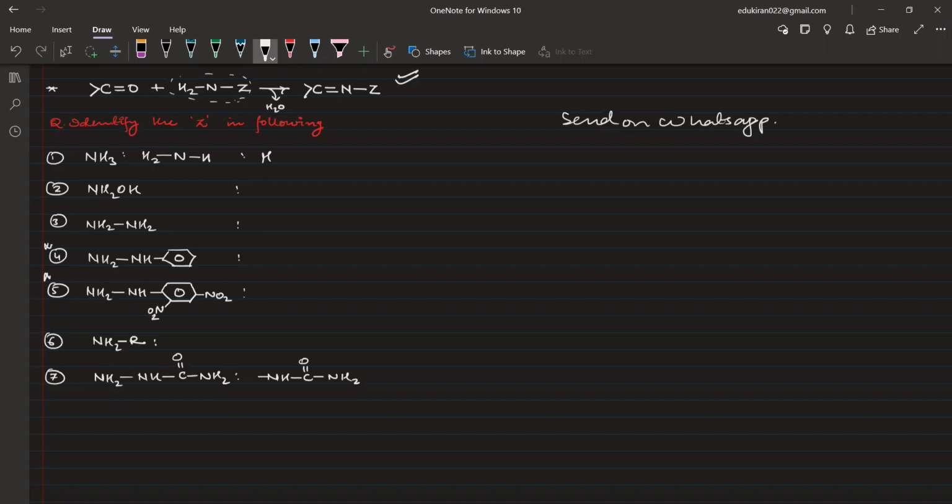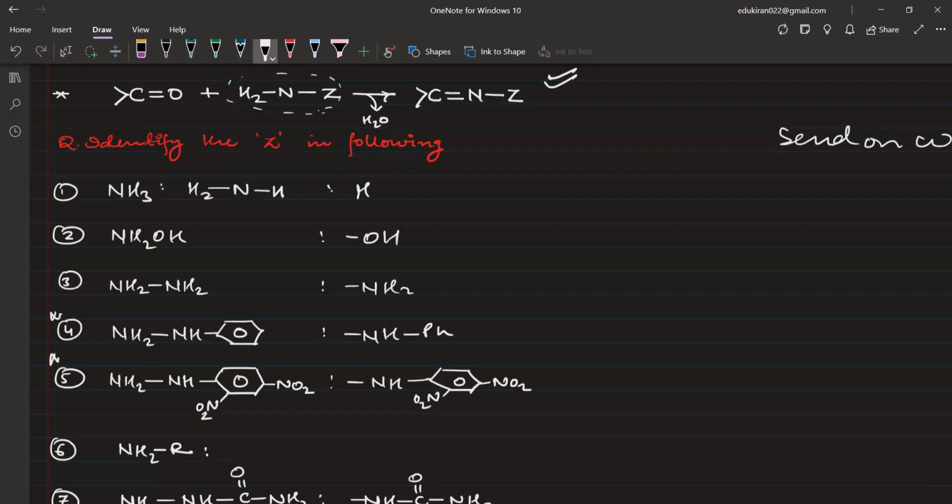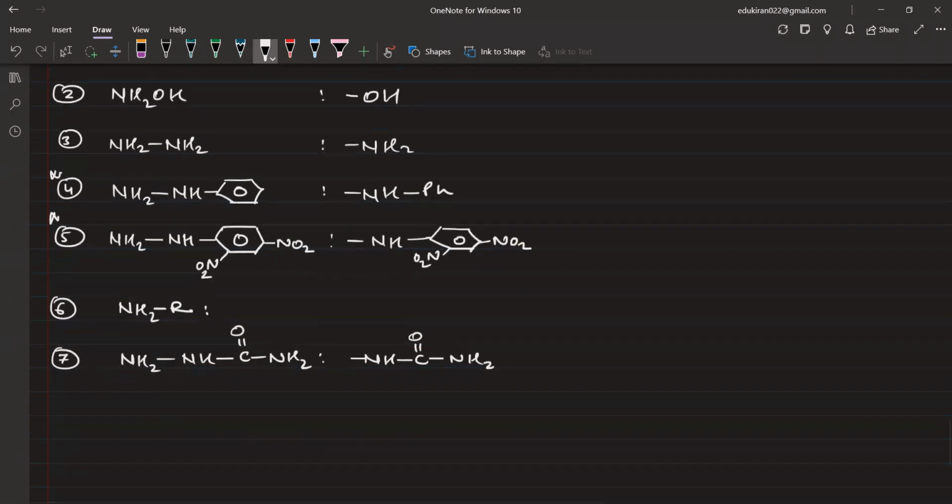Let me write the answers now. Please see. You remove the NH2, what is remaining? OH. Remove the NH2, what is remaining? NH2. Remove the NH2, what is remaining? NH, and then the phenyl group. You can also write phenyl as Ph. You have NH, and here you have the phenyl group with nitro at the second and the fourth position. And in this case, if you remove NH2, the Z is going to be R. And the 7th one we had already explained. Those who have not written, please write it down.